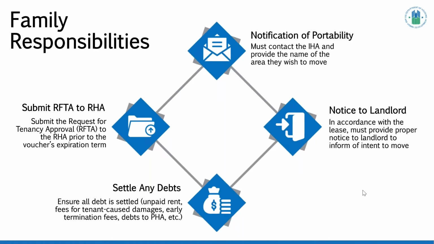In accordance with the lease, the family must also provide sufficient notice to the landlord of their intent to move. So they can't just up and decide they want to move somewhere else. They have to still provide proper notice to their landlord, and settle any debt, if any. Also, they must submit the request for tenancy approval to the receiving housing authority when they select the unit that they wish to lease.